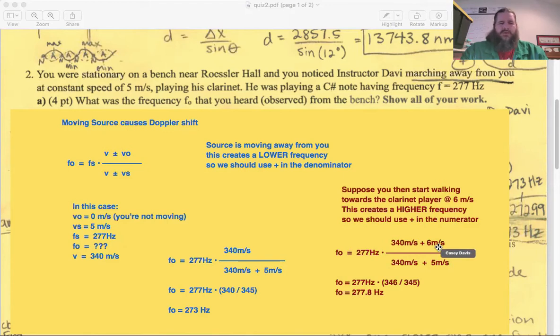Okay. And again, trying to memorize rules like that often leads to forgetting them anyway. So I would generally recommend thinking it through like this. Figure out, based on the motion, should you expect higher or lower frequency, and then choose the plus or minus that will result in that happening.